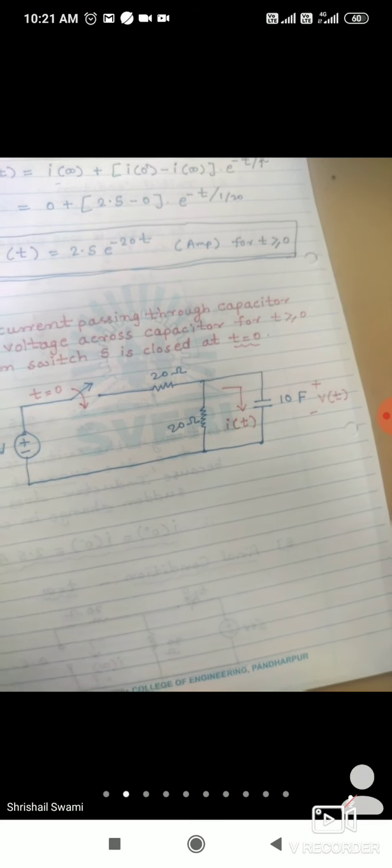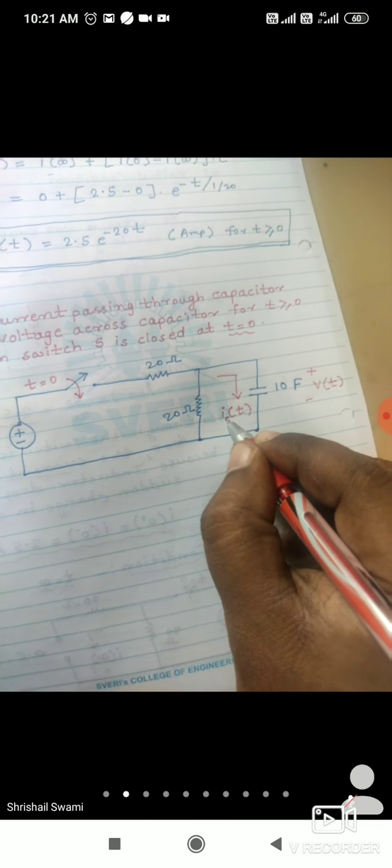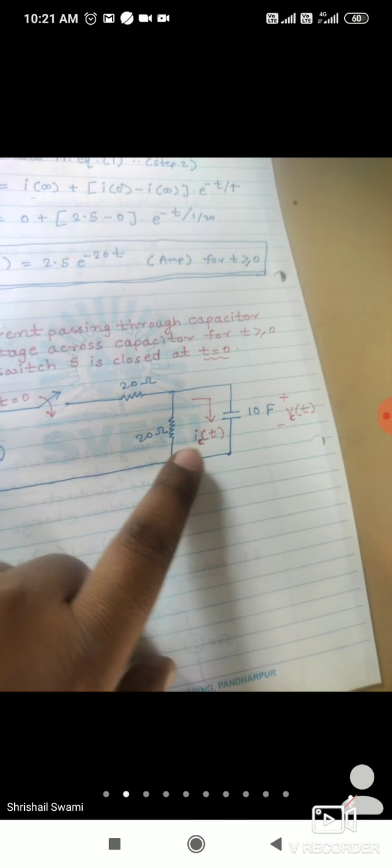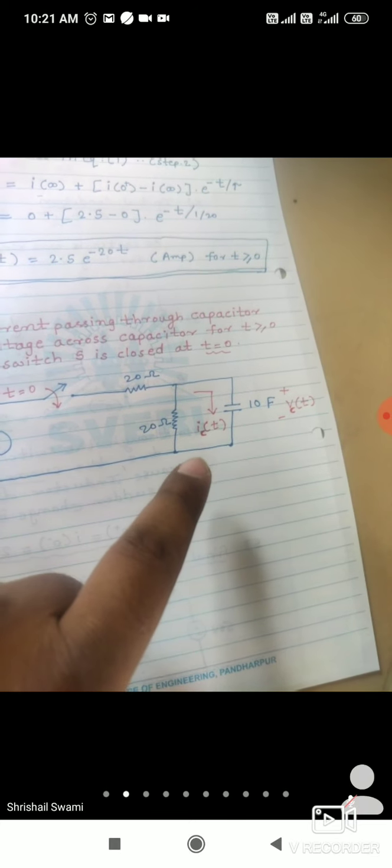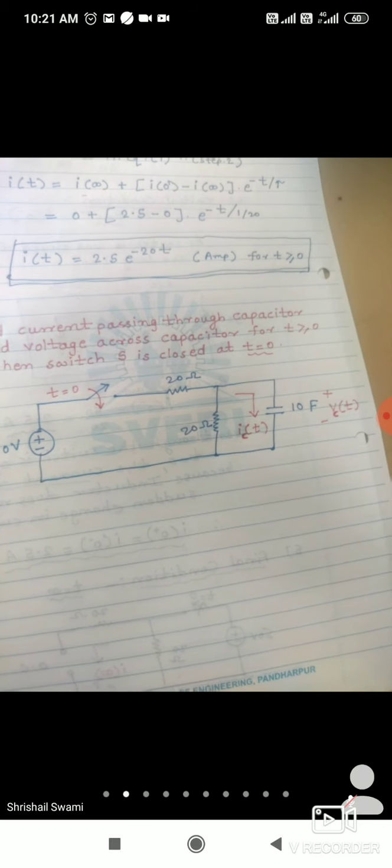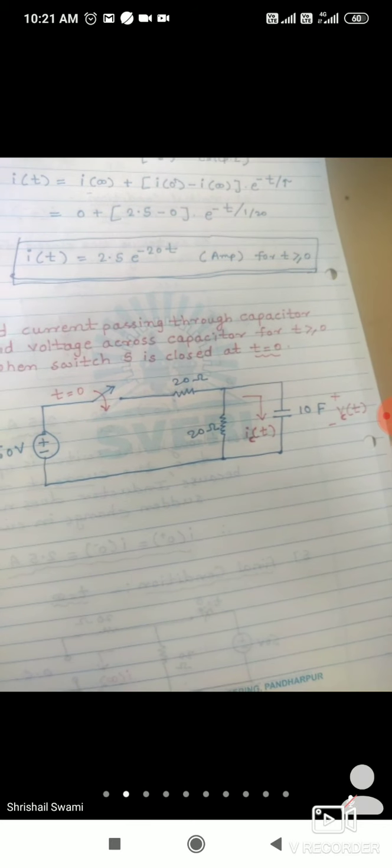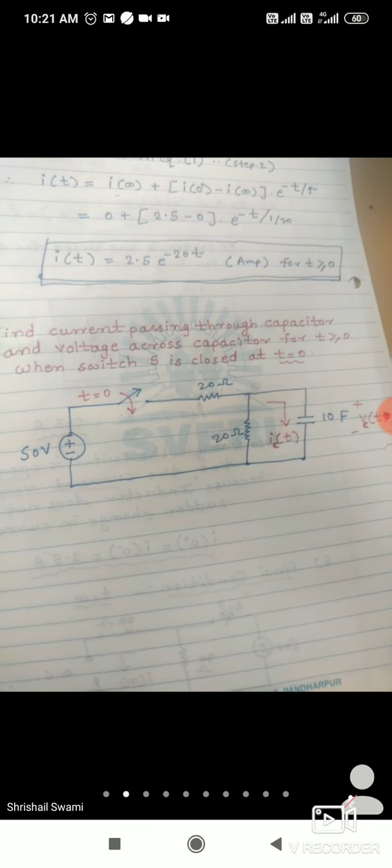So V of t, that is the voltage across the capacitor, you need to find out, and the current passing through the capacitor you can find. I will give the names IC of t and VC of t, so that you can differentiate between these currents. The current and voltage are not marked, so you can mark them. Can you solve this problem as a homework?